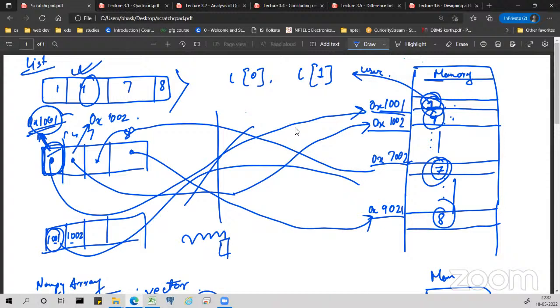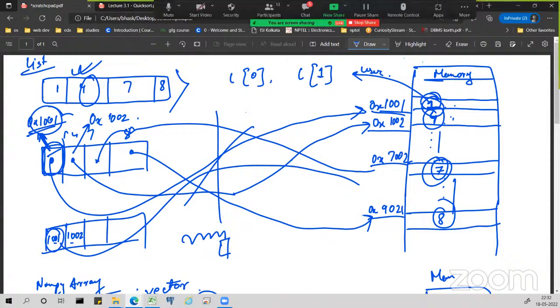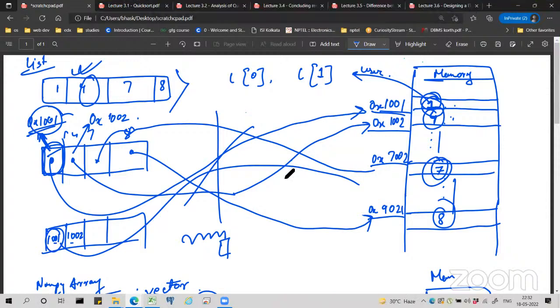Sorry, I did not get you. Can you please say it again? Sir, in list also we are storing the memory location address, and we are fetching the data from the memory. Similarly, in pointer also we are doing the same thing. Pointer. See, do you mean array when you say pointer?